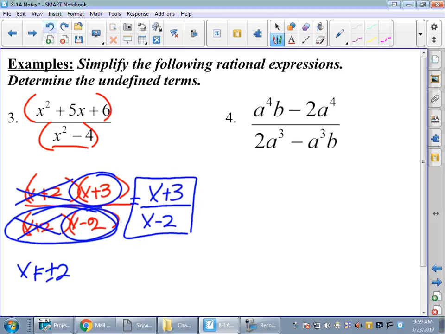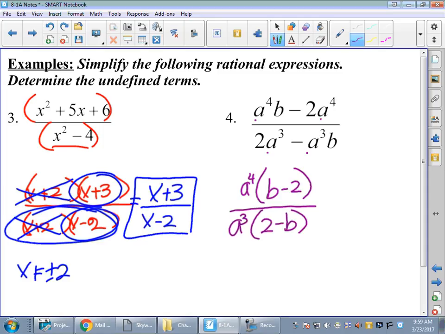Okay, number 4. So for number 4, I notice that I have an a in both of these, and actually I have 4 of them. So I'm going to factor out an a to the 4th. And that leaves me with b minus 2. That was just a GCF. And on the bottom, I noticed that there are 2 a cubes. So I'm going to take out an a cubed, and I'm left with 2 minus b.